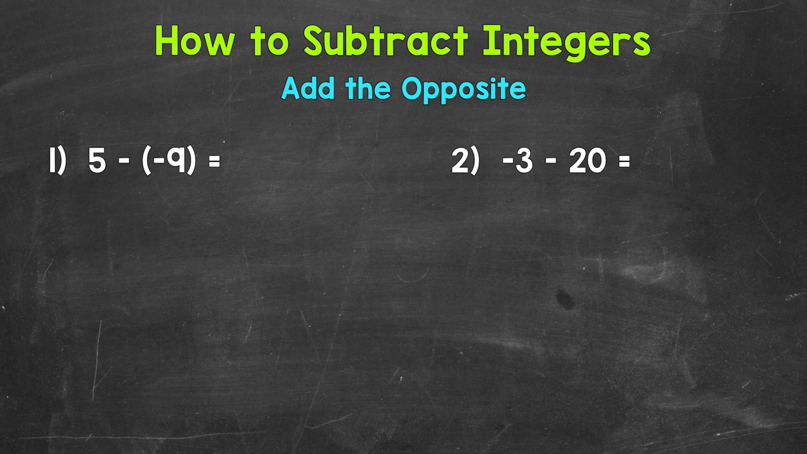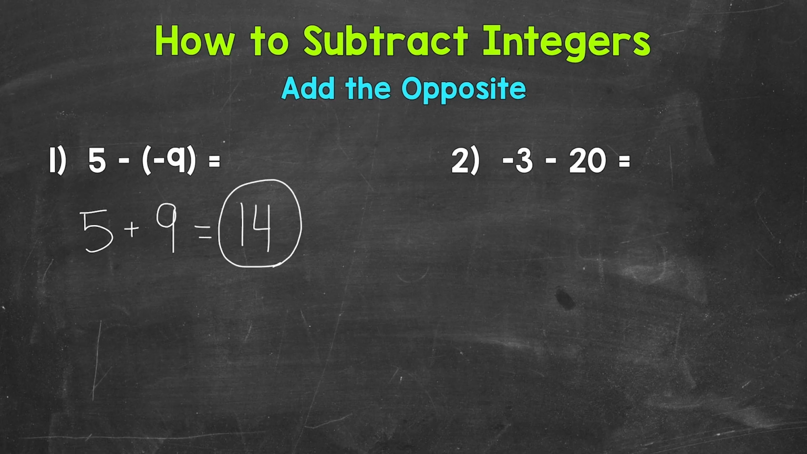So we have 5, and then let's add the opposite of -9. The opposite of -9 is +9. So 5 plus 9, that gives us 14, a positive 14. And that's our final answer.